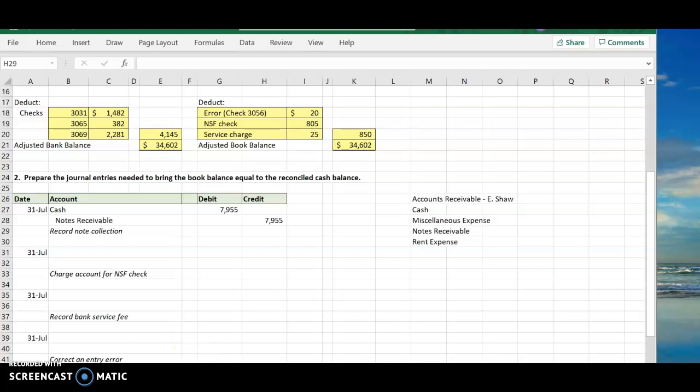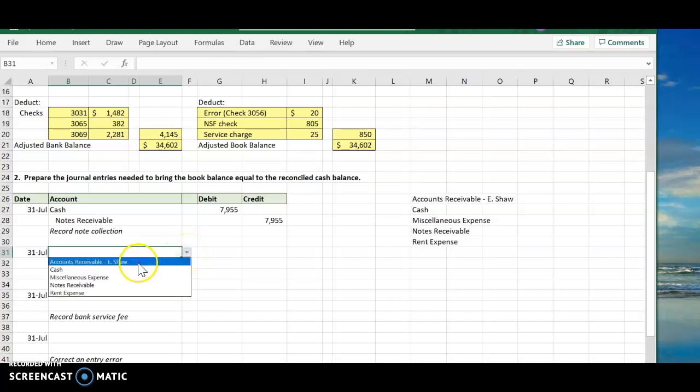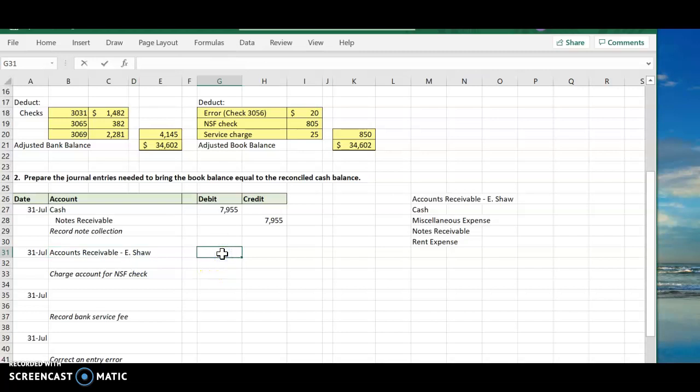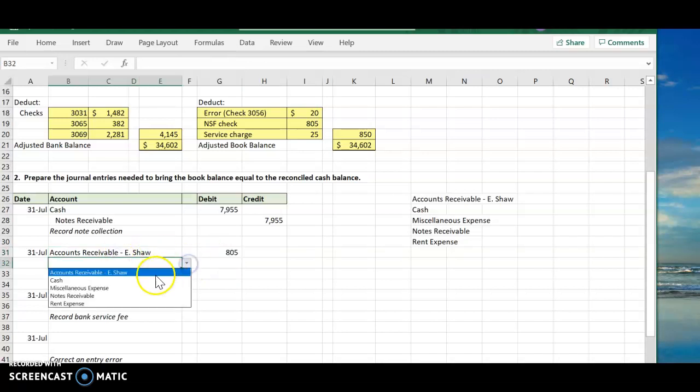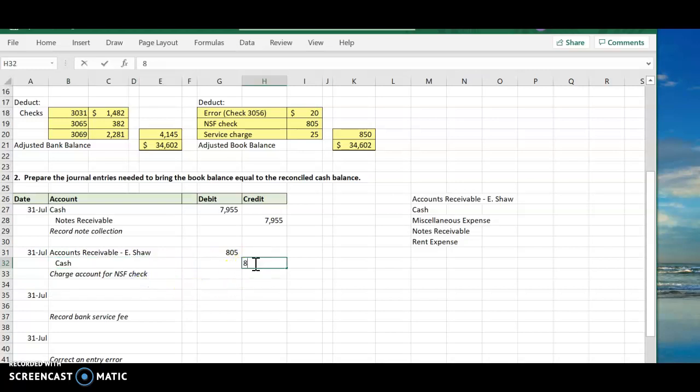The next one we have is, okay, so it tells us about the charge account for the NSF check. So look at what it's asking for you to record here. It's not necessarily the one we have next, but we know this is going to reduce our cash. So this is a check that came back from our customer. We note who it is, and we put it in accounts receivable for E. Shaw. Now owes us $805, and we're going to credit cash, 805.